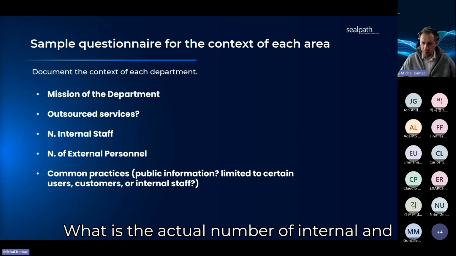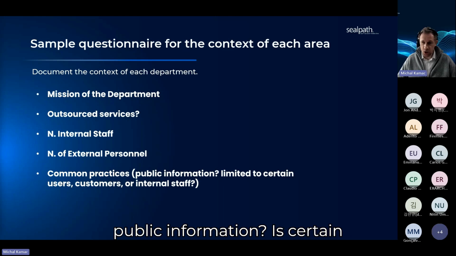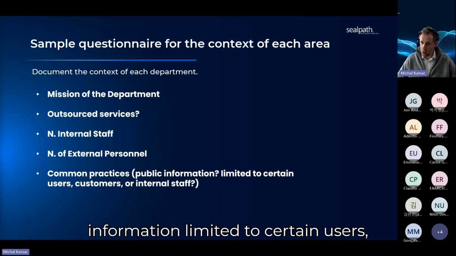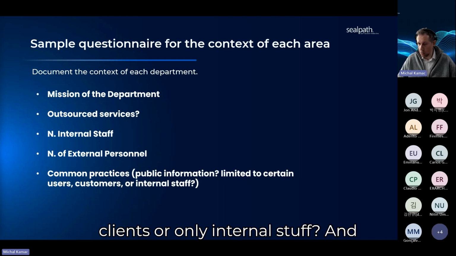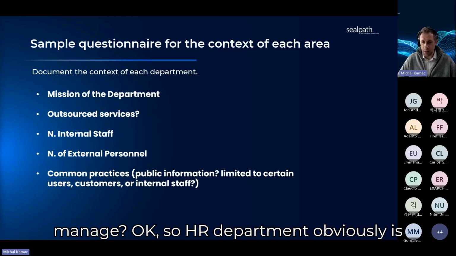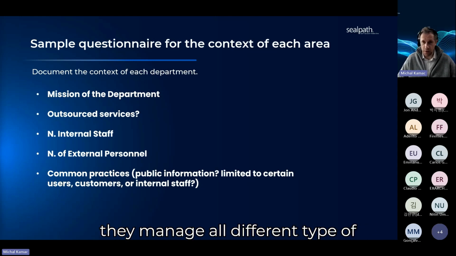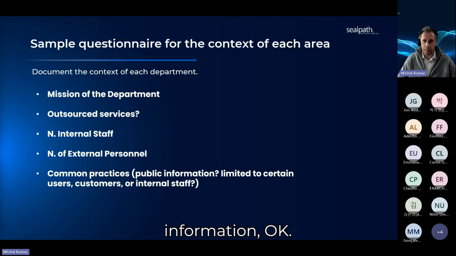What is the actual number of internal and external staff? Do they manage public information? Is certain information limited to certain users, clients, or only internal staff? And what's the type of information they manage? Okay, so the HR department obviously is not the same as production or financial. They manage all different types of information, okay?